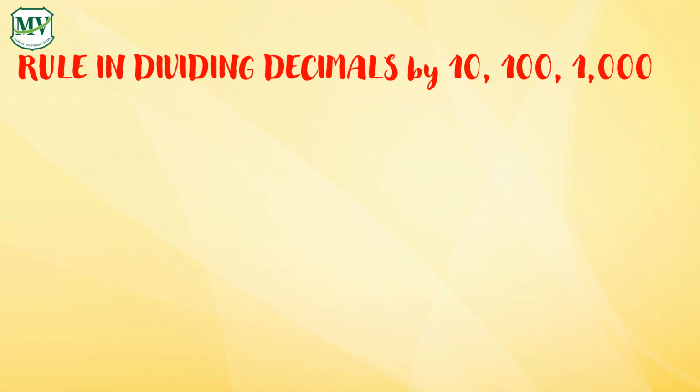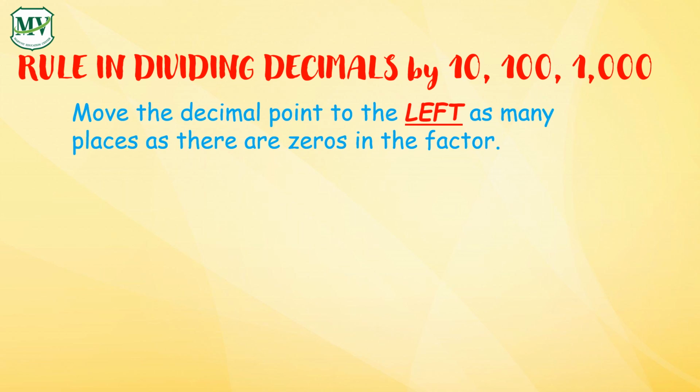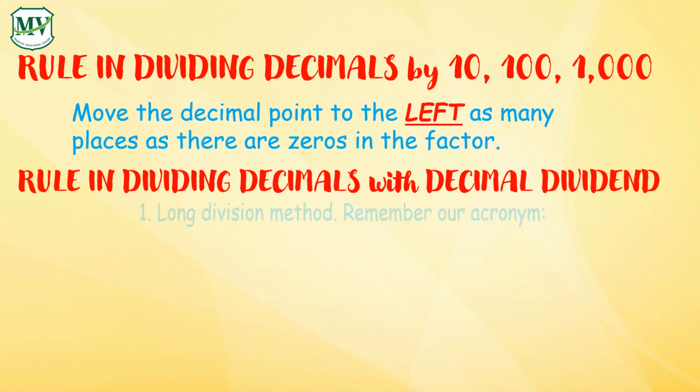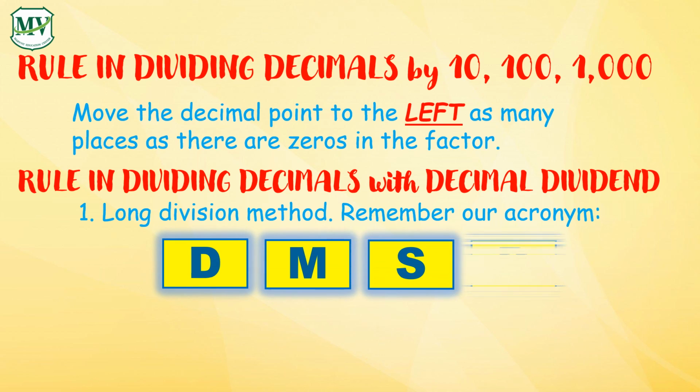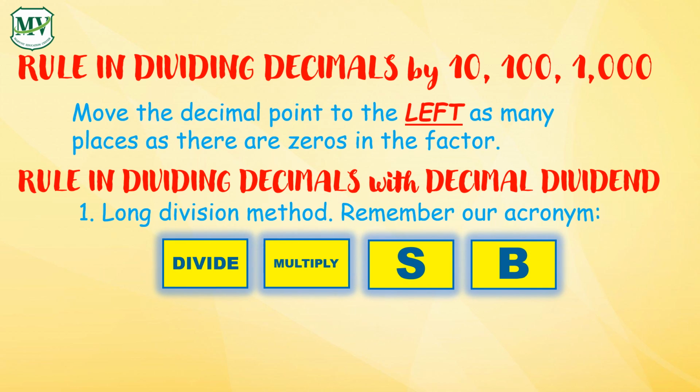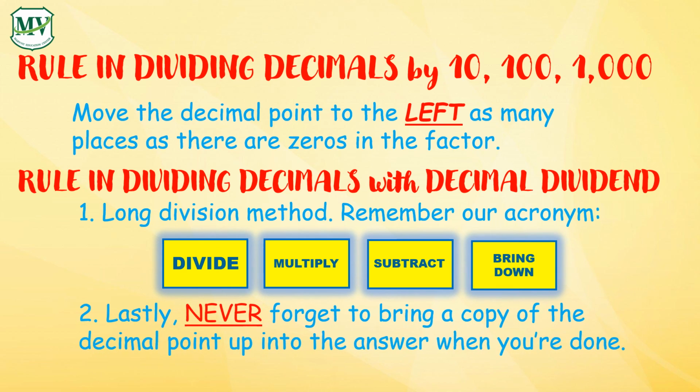Let's review our rule in dividing decimals. In dividing decimals by 10, 100, and 1000, we move the decimal point to the left as many places as there are zeros in the factor. Remember, we move to the left. In dividing decimals with decimal dividend, we do the long division method. Remember the acronym DMSB. We divide, we multiply, we subtract, and we bring down. And lastly, never ever forget to bring a copy of the decimal point up into the answer when you are done.